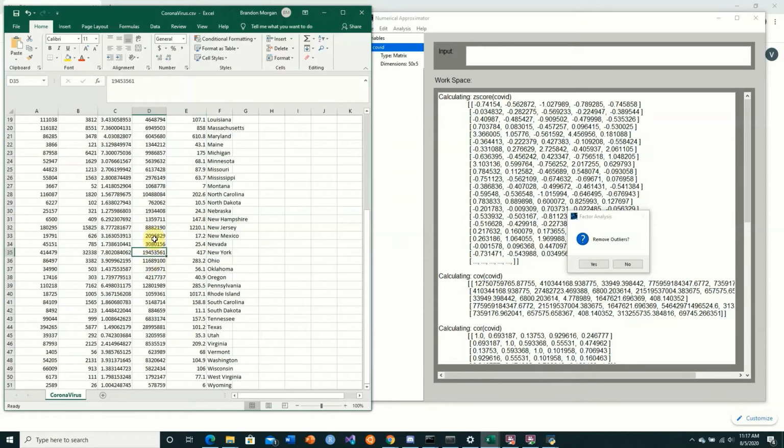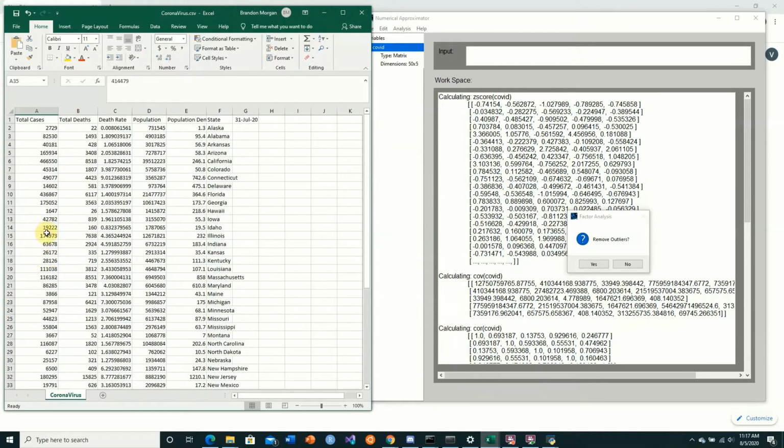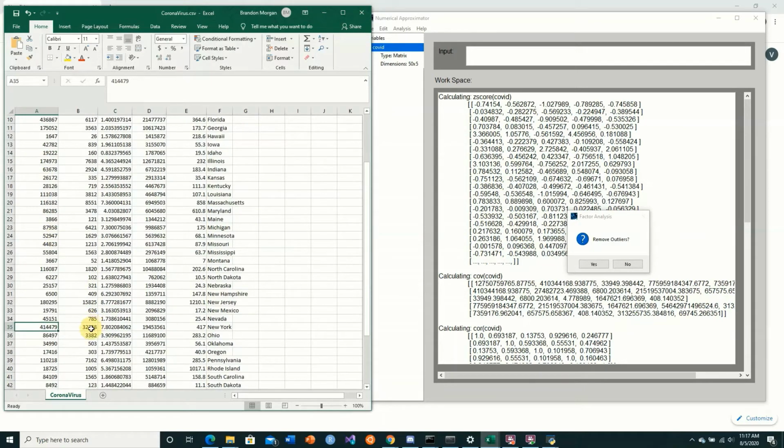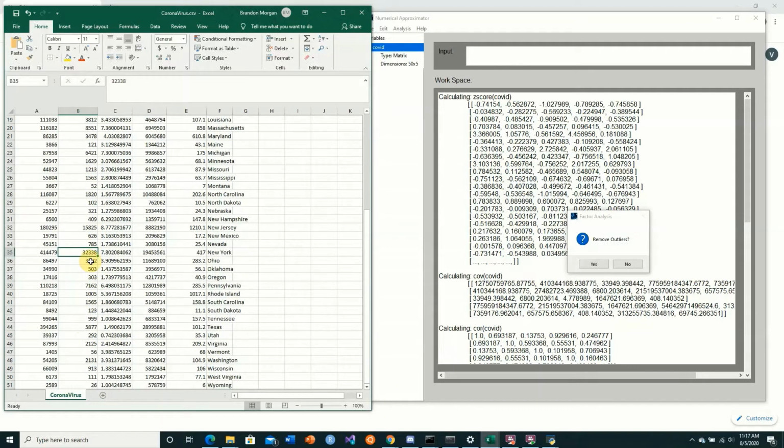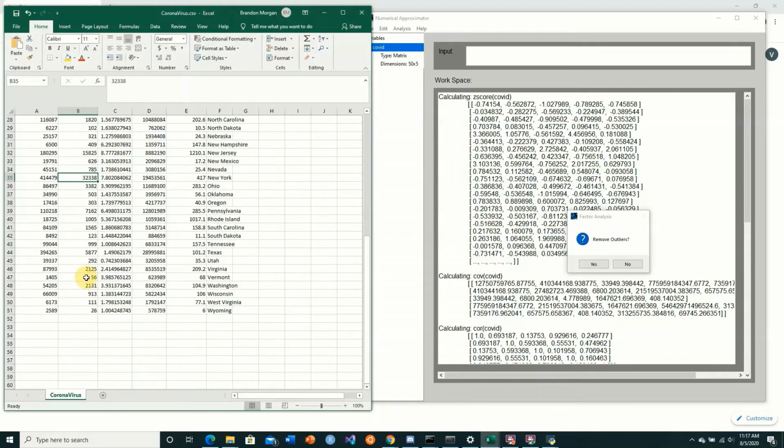The population for New York is on the high end for sure, 19 million. The total number of cases for New York, 41,000, appears to be the largest except for Florida and California. But the number of deaths in New York is the highest by far. 32,000 deaths in New York.